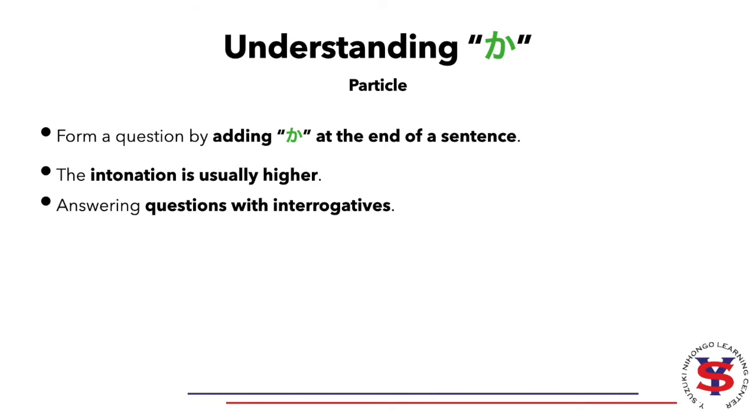Ka is a particle typically used by a speaker in Japanese as a marker for asking questions. A question can be formed by simply adding ka at the end of the sentence. This signifies that the speaker is asking a question. When using ka at the end of the sentence, the intonation is usually higher. Lastly, we will tackle how to make and respond to questions that have interrogatives.